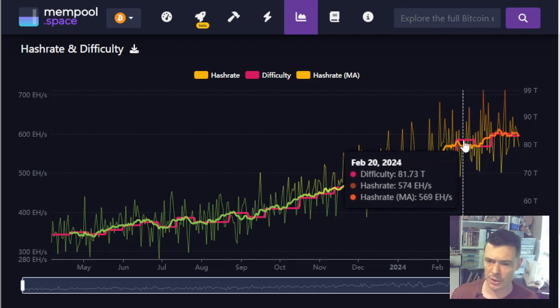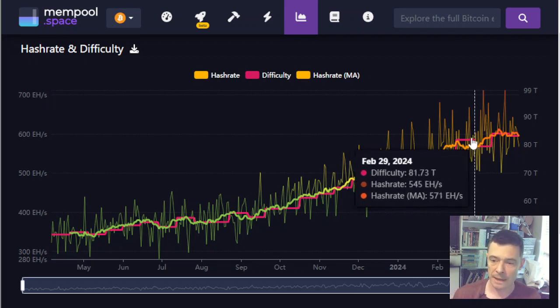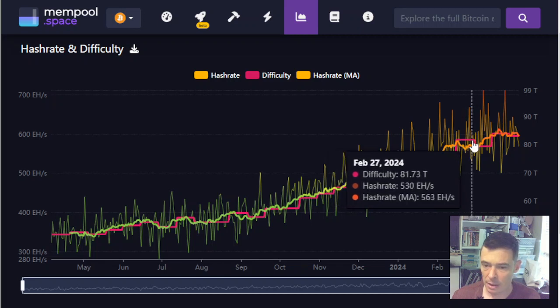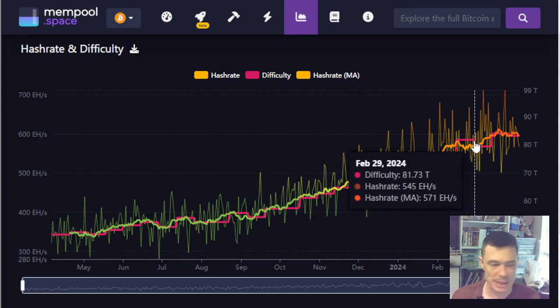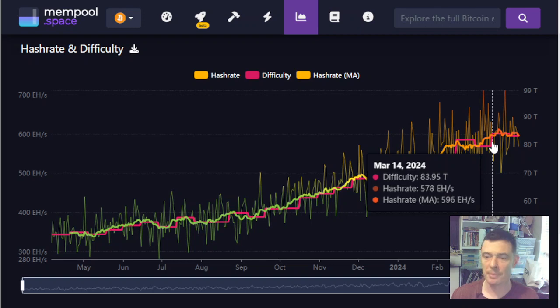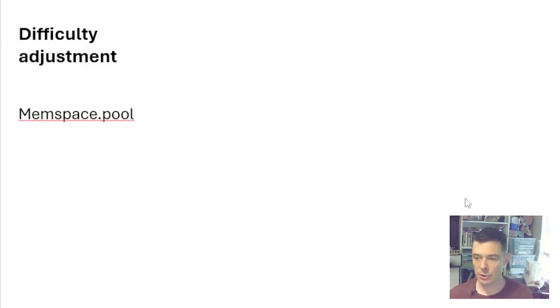What the difficulty is really referring to is the number of leading zeros that are required. And you can also see, this is February 15th. It went up, and then February 29th or March 1st it goes back down. And then March 1st to March 15th is when it goes back up. So every 2 weeks you can see that the difficulty adjustment is changed.